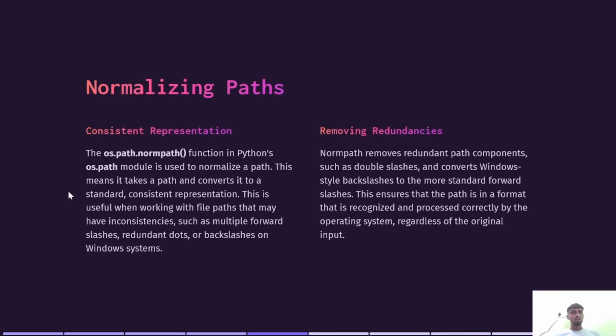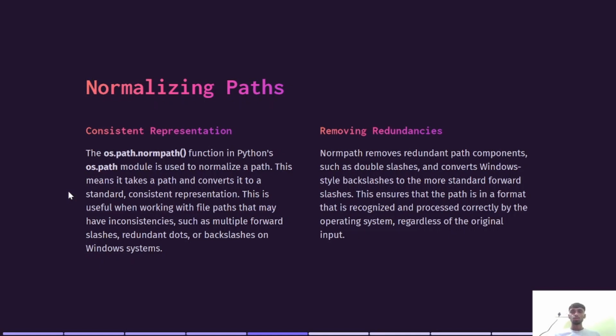And coming to normalizing the paths, or consistent representation and removing redundancies. The os.path.normpath function in Python's os.path module is used to normalize a path. This means it takes a path and converts it into a standard, consistent representation. This is useful when working with file paths that may have inconsistencies, such as multiple forward slashes, redundant dots, or backslashes on the Windows system.